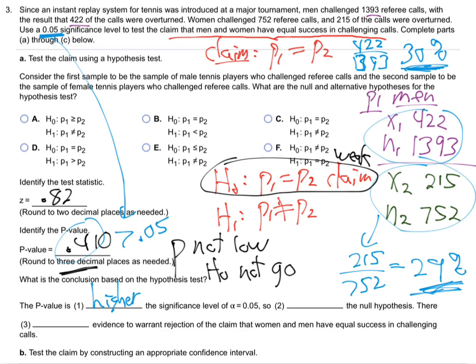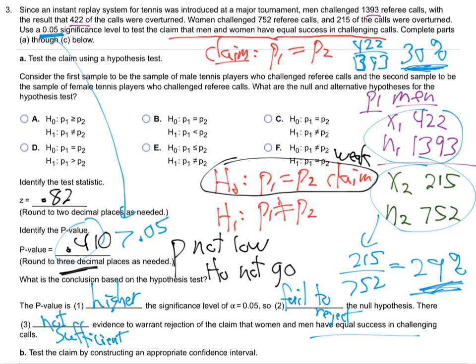Okay, so the p-value is, what is it, higher? Greater than. So what do we do? We keep. We fail to reject the null. There's not sufficient evidence to warrant rejection of the claim that men and women have equal success. So we keep it. We say they're pretty much equal. Even though they came out slightly different, too big of a chance of luck.